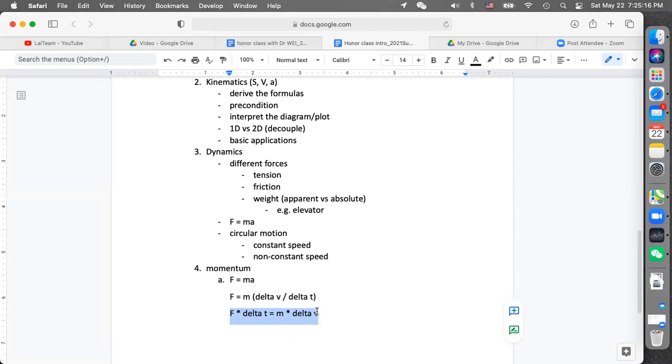We are pretty much down here at the second high level. You see, F times delta T, people name it as what, folks? J, which is impulse. And m times delta V, which is m times Vf minus Vi. So people name mass times velocity as what? Momentum.